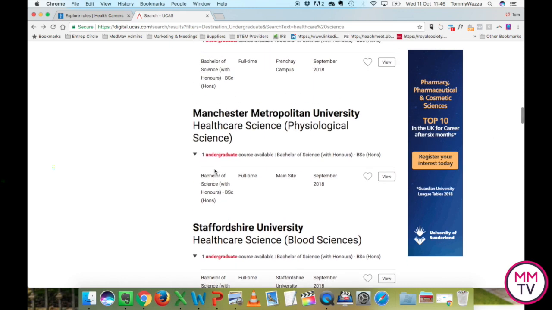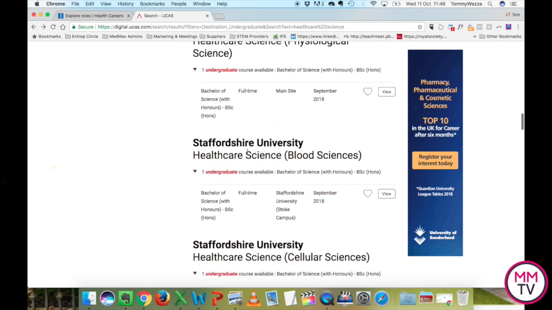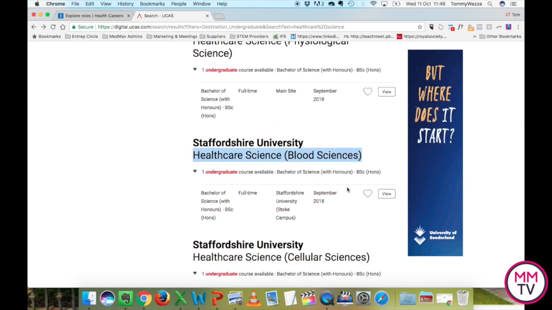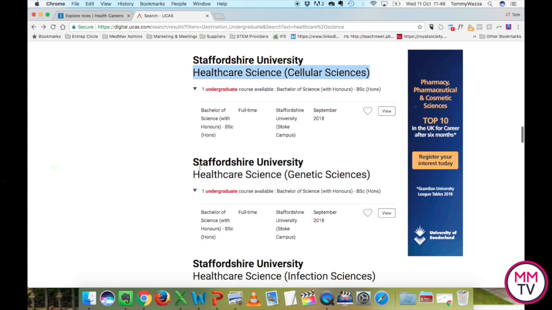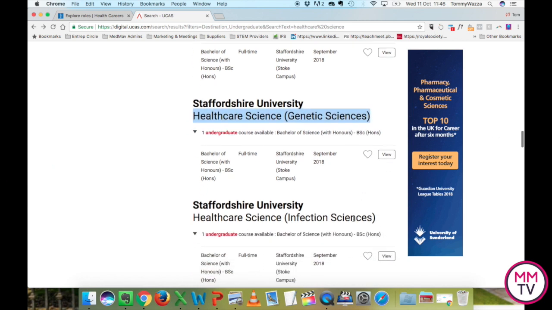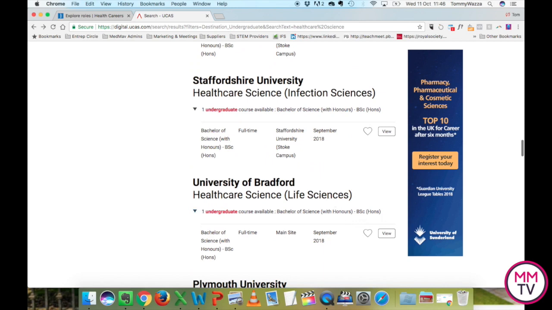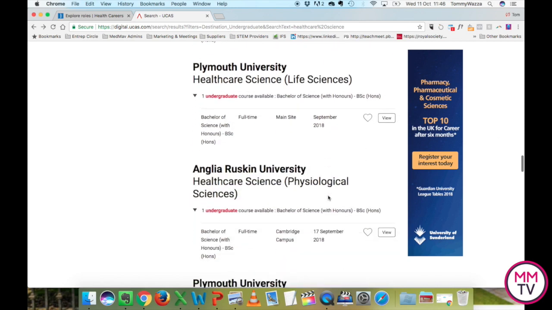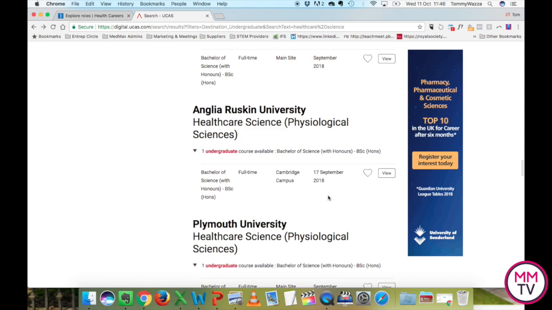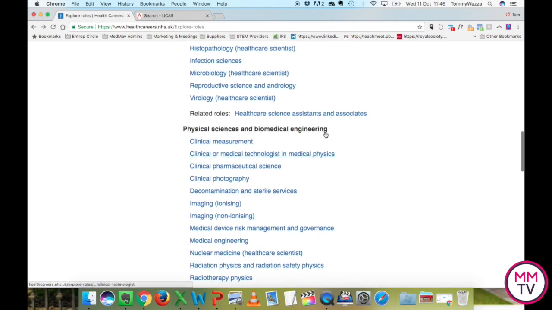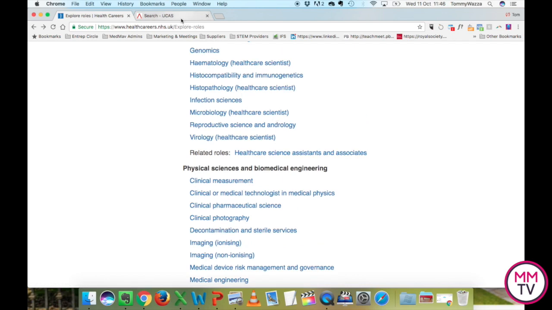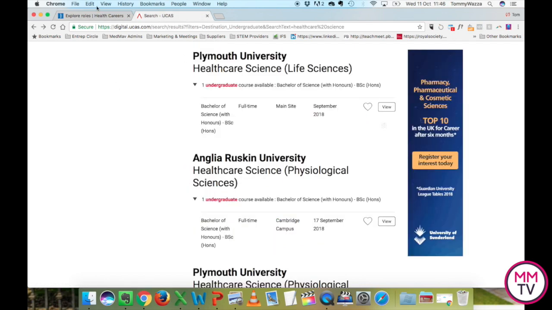So just have a quick look through some of these other ones. So you've got healthcare science in blood sciences, there we go, that's another one. Healthcare science in cellular sciences. So these are all getting kind of fine-tuned down, really kind of focused on specific areas. Healthcare science in genetic sciences, infection science, University of Bradford in life sciences. So you can kind of see how these degrees are split up between some of these different subsectors of healthcare science. Does that all make sense? I hope it does. So let's go back here.